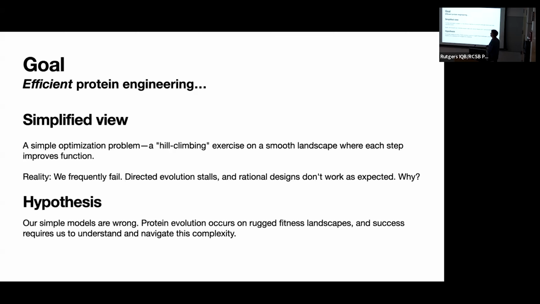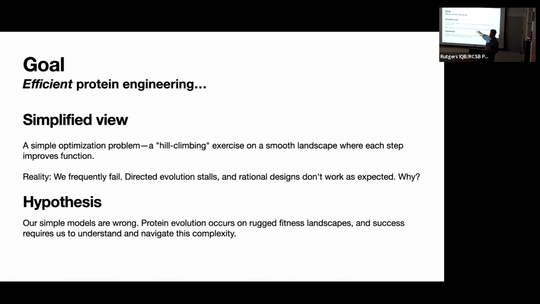The issue is a lot of these things start with a simplified view and an assumption, which is that protein engineering is a simple optimization problem. It's a hill climbing exercise on a smooth landscape where every step improves function. But the reality is that it really often fails. One of the classic things is directed evolution often stalls. In natural evolution, things keep evolving, but for whatever reason in a lab, after round 4, it might just not improve any further. So that's one thing that can happen.